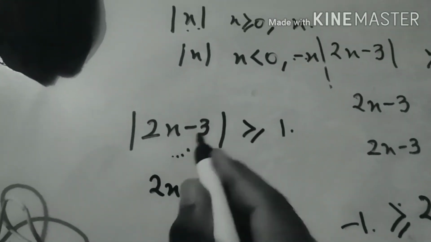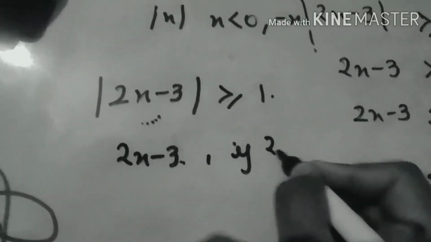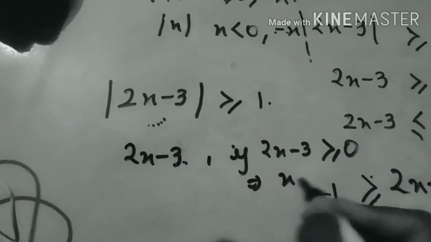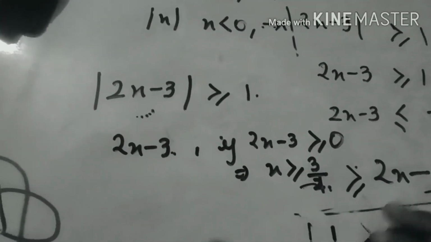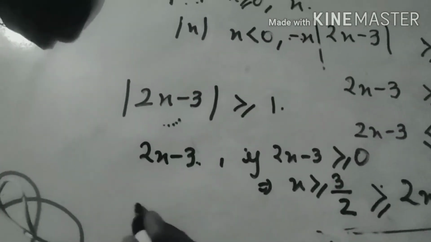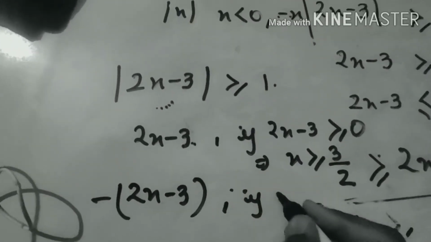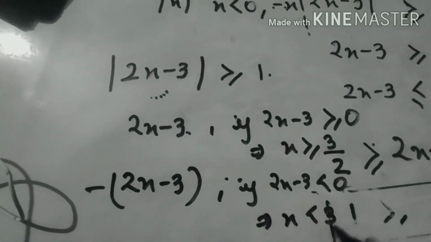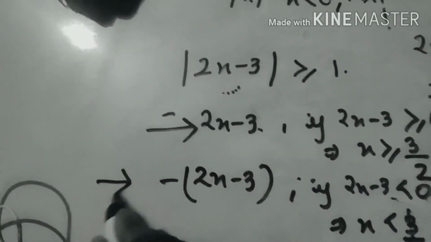The modulus value of this will be 2x minus 3 if 2x minus 3 is greater than or equal to 0, which can be written in x form as x is greater than or equal to 3 by 2. And it will be negative of 2x minus 3 if 2x minus 3 is smaller than 0, which means x is smaller than 3 by 2. So one case we take by taking this and another case by taking this.